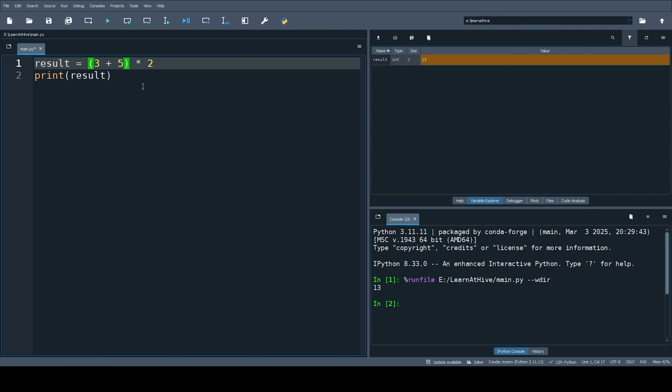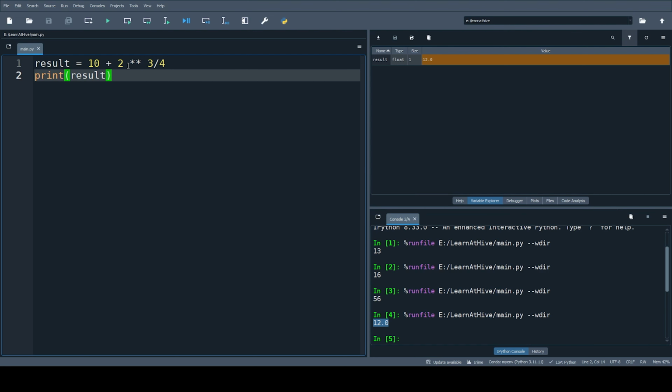To control the order, let's try another example. Let's write result equals 10 plus 2 to the power of 3 divided by 4. Let's print this result. It says 12. So how did it evaluate it? First, exponentiation comes. So 2 to the power of 3 is equal to 8. 8 divided by 4 is equal to 2, and 2 plus 10 is equal to 12.